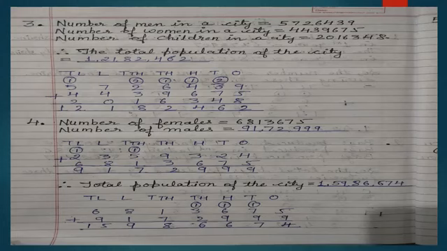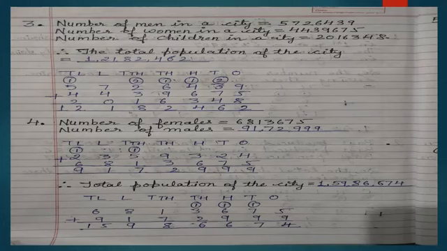Okay, now come to question number 4, that is, in a particular year the male population of a city was 23,59,324 more than the female population. The number of females was 68,13,675. So what was the male population and what was the total population of the city during the year?